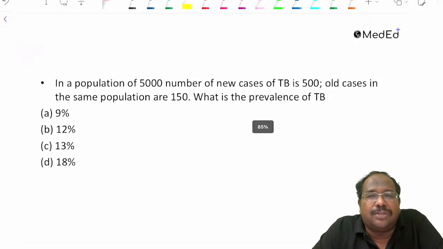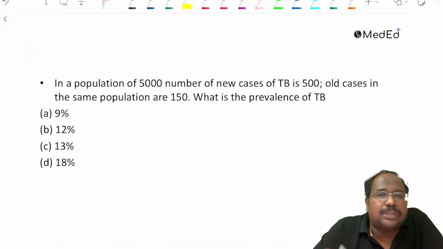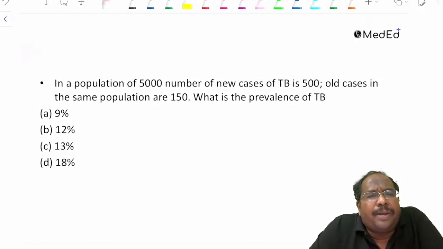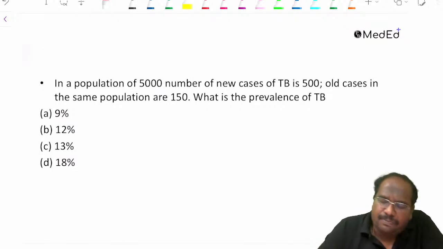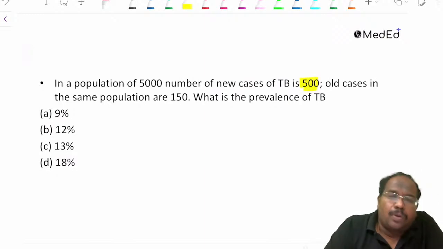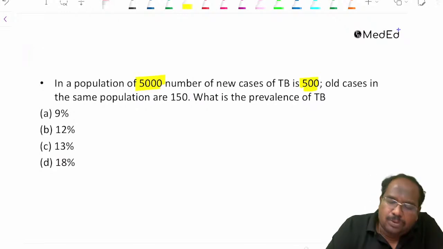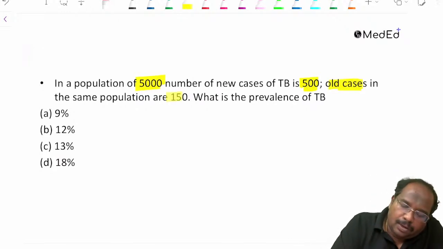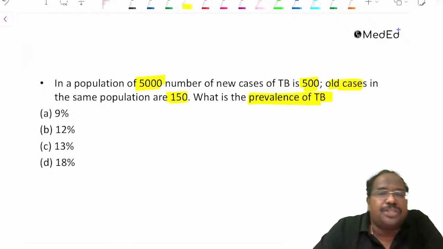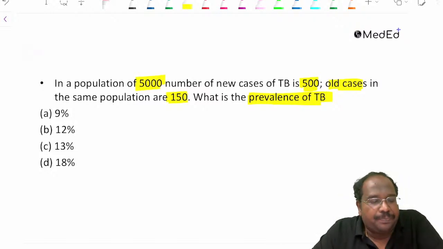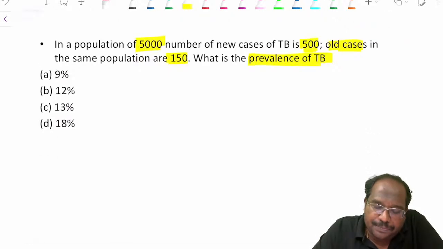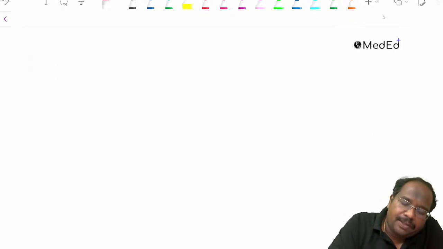We'll go to the next question. These are basic problems, basic concepts. In a population of 5,000, the number of new cases of TB is 500. So the population is 5,000, and the old cases are 150. And what is the prevalence? The question is about prevalence, guys. Now we'll see the concept, then we'll come back to this question.